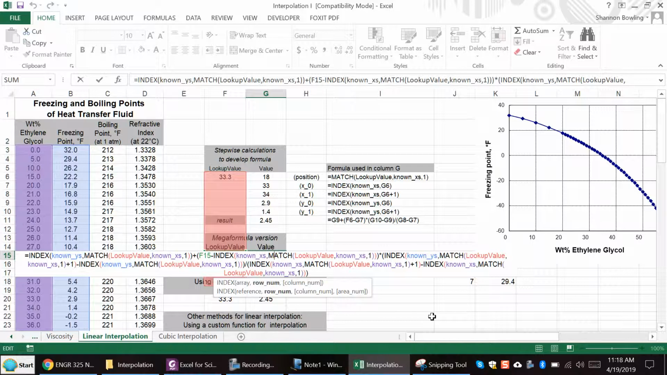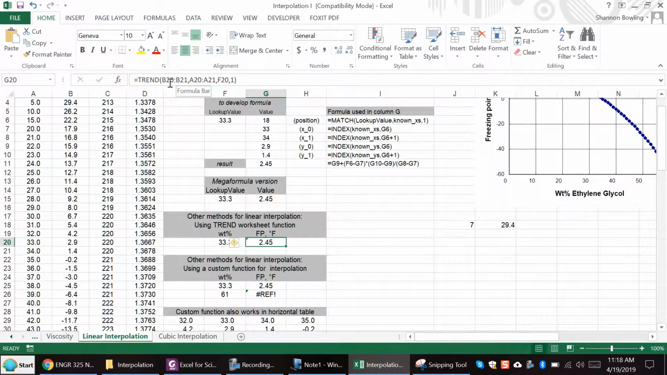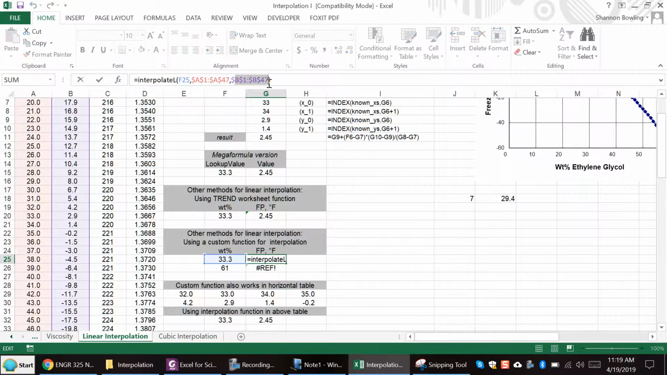All right, but who wants to do that? Anybody want to do that? Do you want to do that? I don't want to do that. So you know what he did. You can also use something called a trend function, which is one way within Excel. You can look into the details if you're interested. But he created a function called interpolate L for linear interpolation. And all you do is you plug in the value that you're looking up, say right here, and then you plug in your x values and your y values, and you're done.